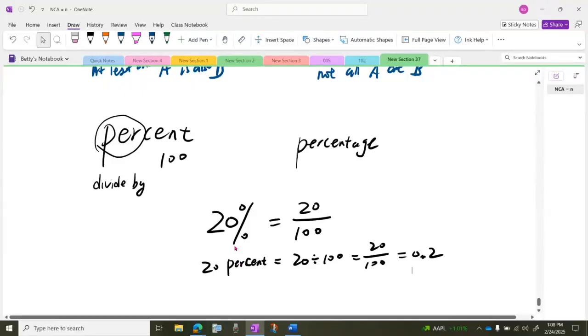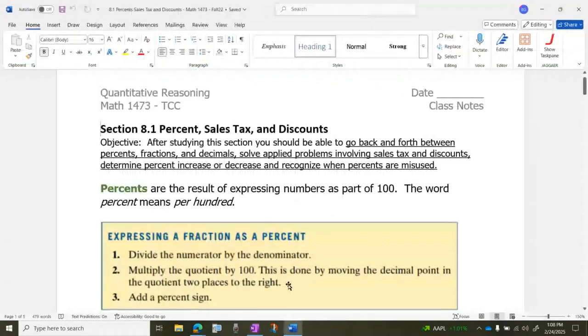20% as a percentage has different forms. We do need to know how to convert a percentage to its equivalent decimal, to its equivalent fraction, and vice versa. For example, convert a decimal to the equivalent percentage, or convert a fraction to its equivalent percentage, right? So that's the first thing we need to cover in this section 8.1.